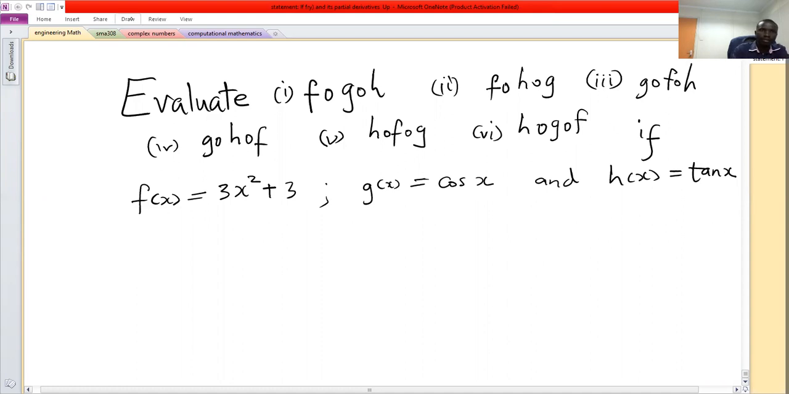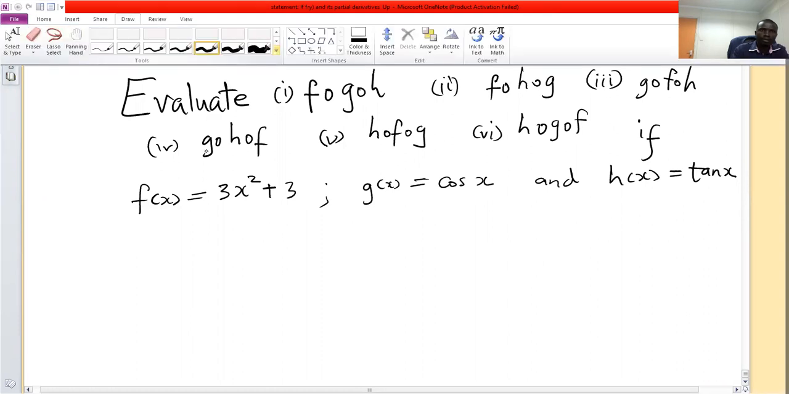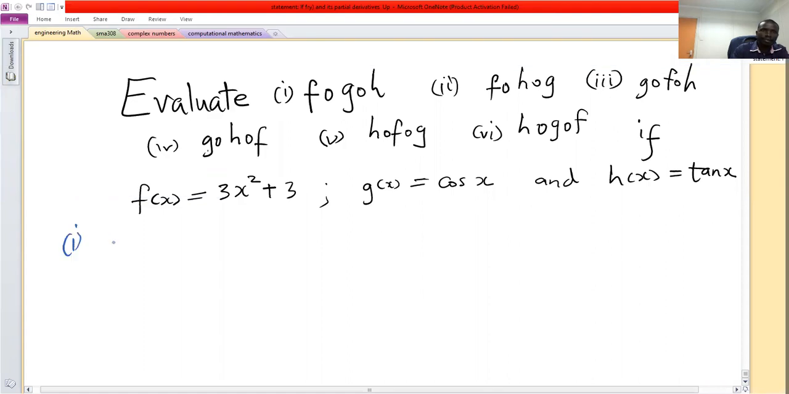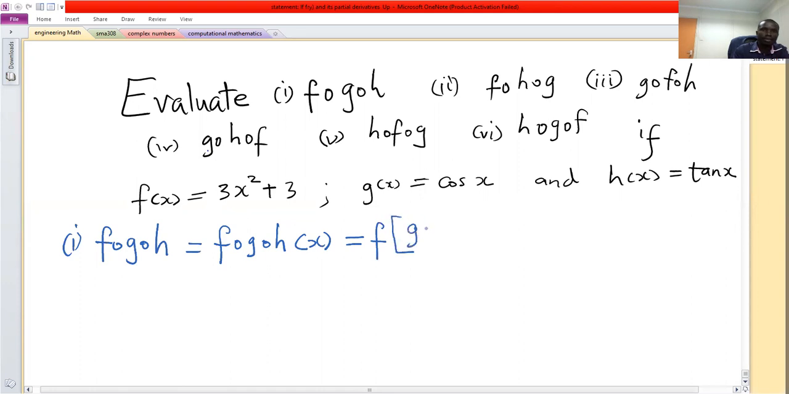Now to solve this, let's start with the first part. f composed with g composed with h is the same thing as writing f composed with g composed with h of x, because all the functions are in terms of x. You write f, the function, to the left, and what remains to the right becomes the input. So that's step one. Step two, you interpret what is in the square bracket.